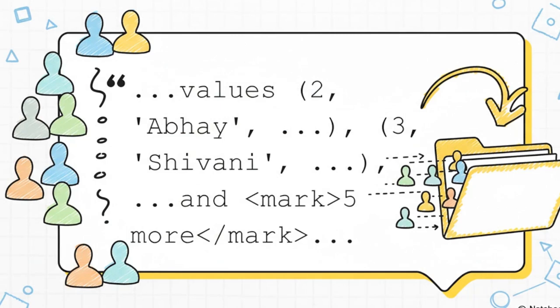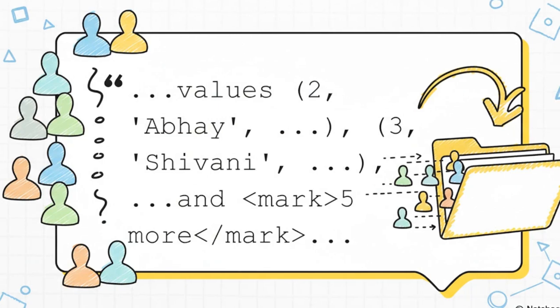But adding people one by one by one is going to get old fast. We can also add a bunch of employees all at once, just by separating them with a comma. It's way more efficient when you're trying to populate that digital filing cabinet for the first time.